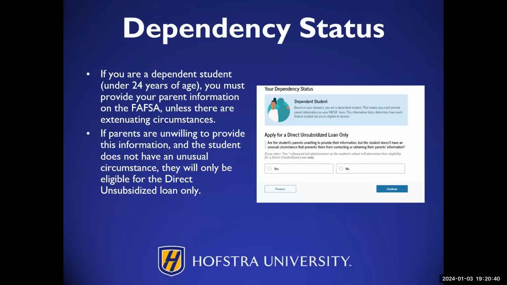If parents are unwilling to provide this information and the student does not have any unusual circumstances, then they will only be eligible for the direct unsubsidized loan. You would not be eligible to receive any additional federal grant programs, federal work study, or the subsidized loan. So if they select yes to apply for a direct unsubsidized loan only, this means that the parents are unwilling to provide their information and they do not have an unusual circumstance. Or they can press no, which means you're eligible for possible additional aid depending on your FAFSA information.